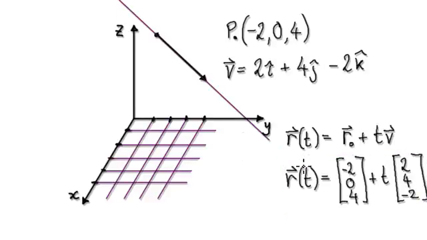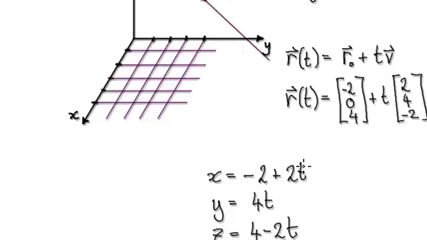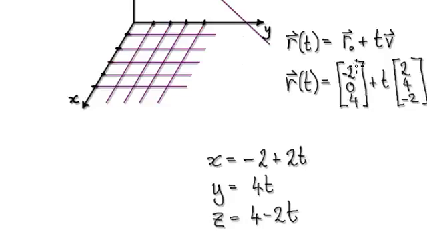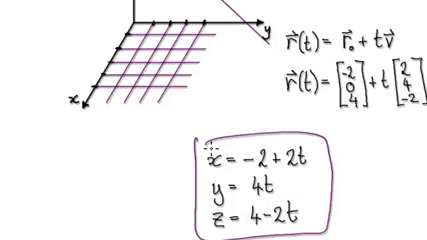Okay, and then from here we can extract our parametric equations. So looking at it in the x direction, you would start off with negative 2, and then you would add 2 times t. So that would then give you this. And now looking at it in the y direction, you would start at the origin, and then it would be 4t. And then in the z direction, you would start at 4, and then minus 2t. So these are your parametric equations for that line. Okay.